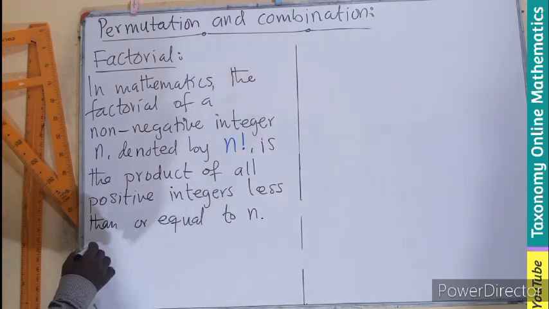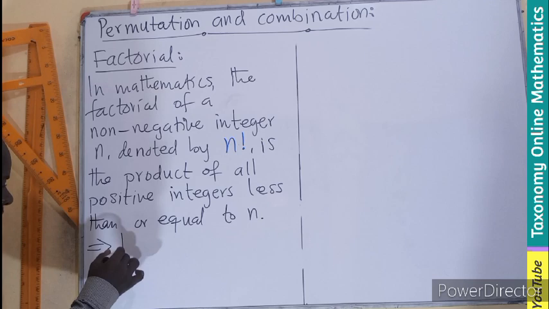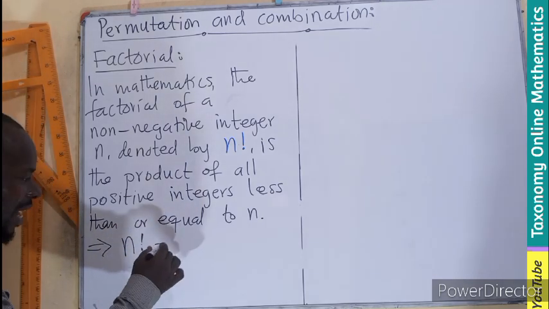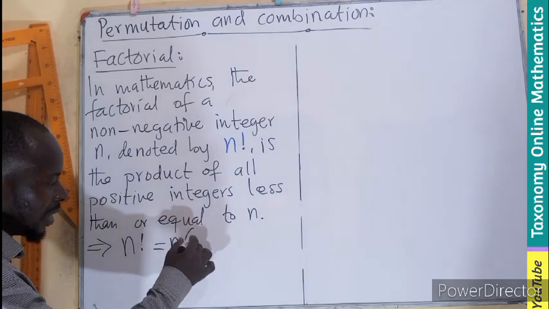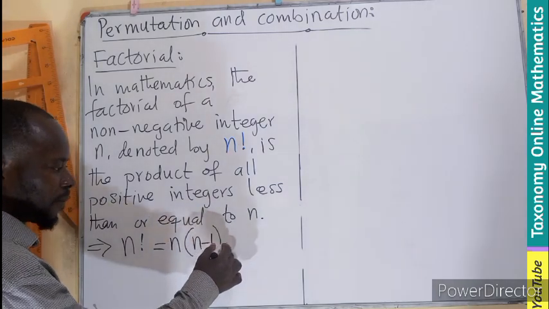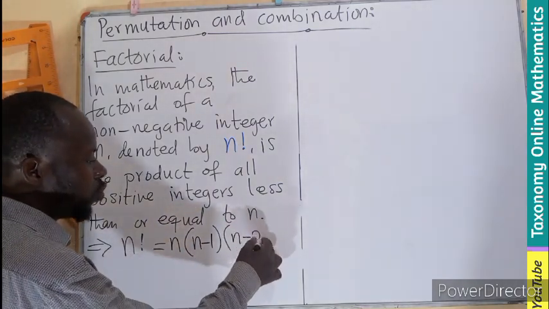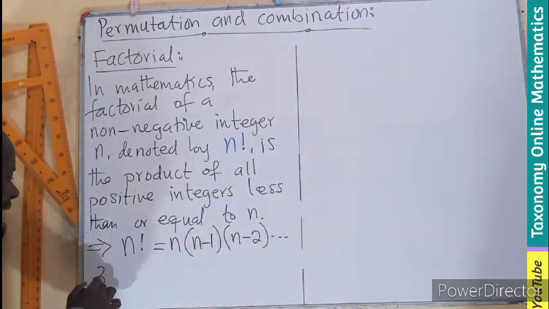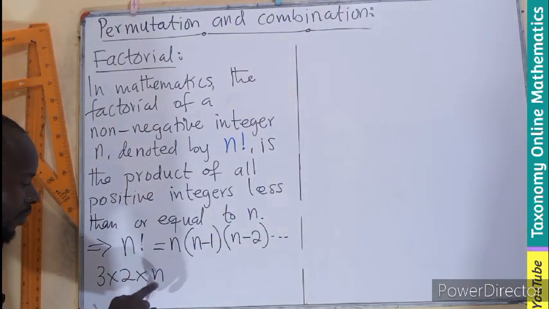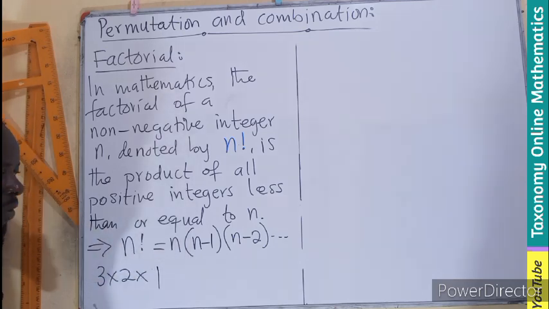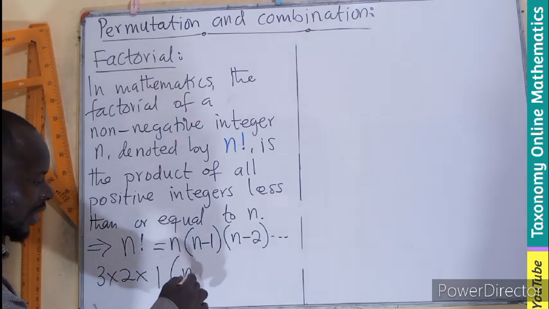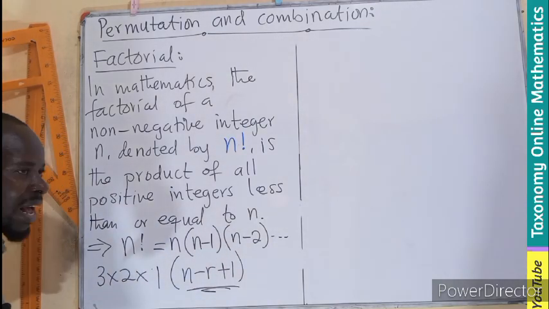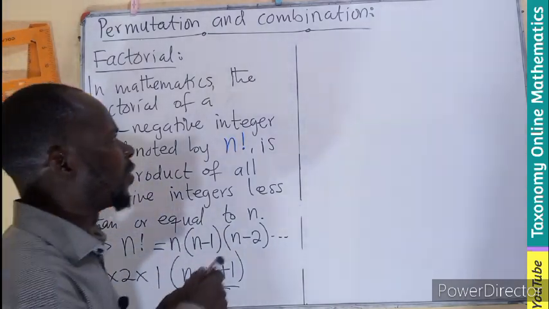So if I am going to have n factorial, it means that n times n minus 1 times n minus 2 continues in a direction, which in some case we can end up getting into this. Or better still, we can have it n minus r plus 1. We explain this one as we move forward. Now, how can we explain this?